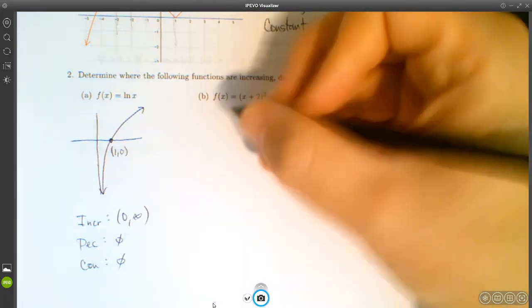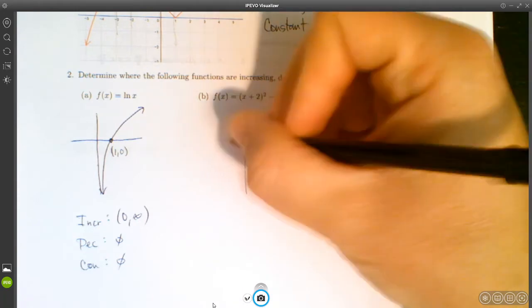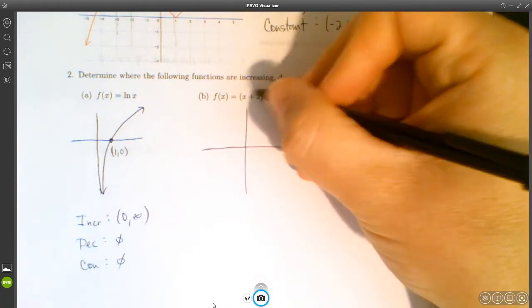Okay, let's do part B. Part B is a parabola. It's been shifted left 2, down 3.